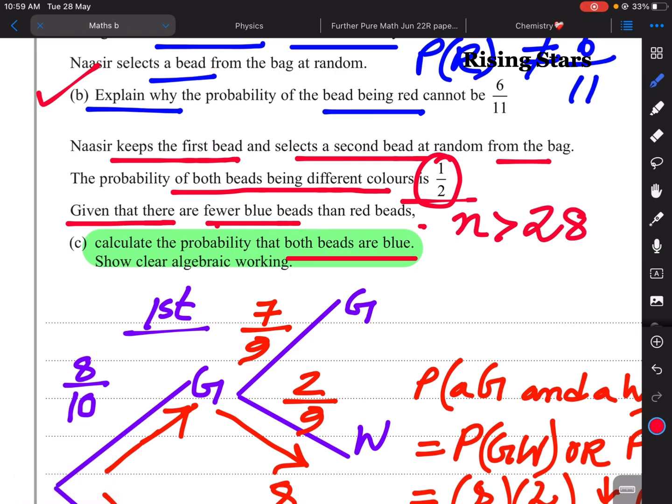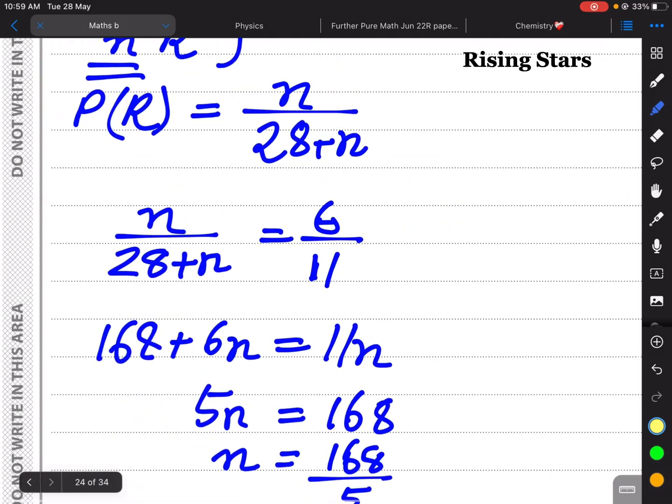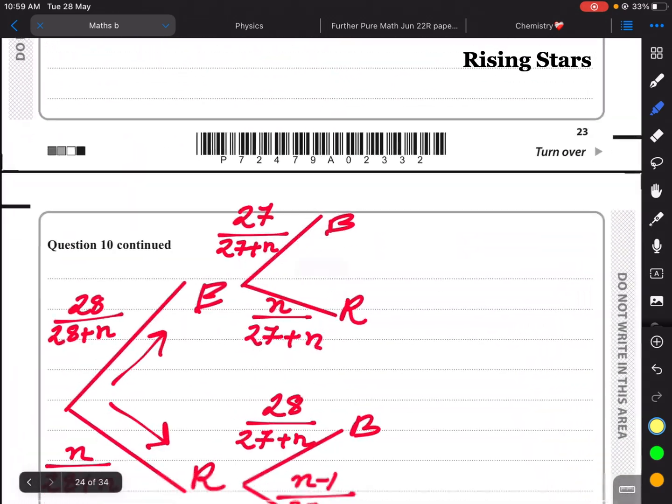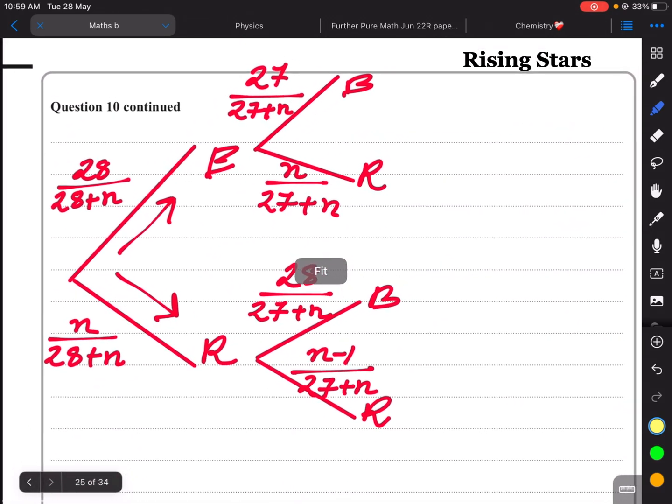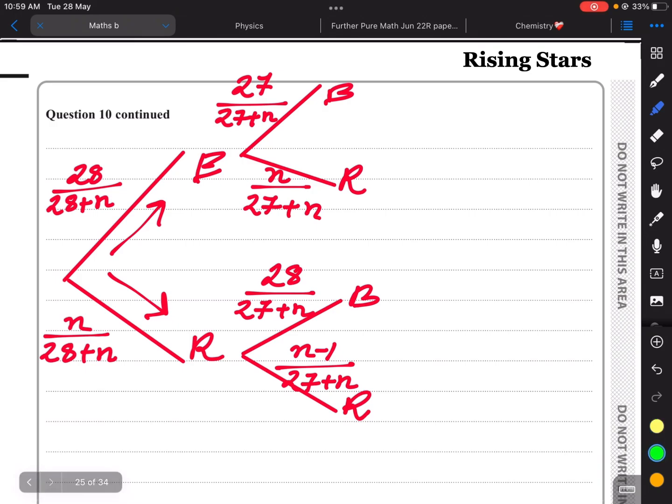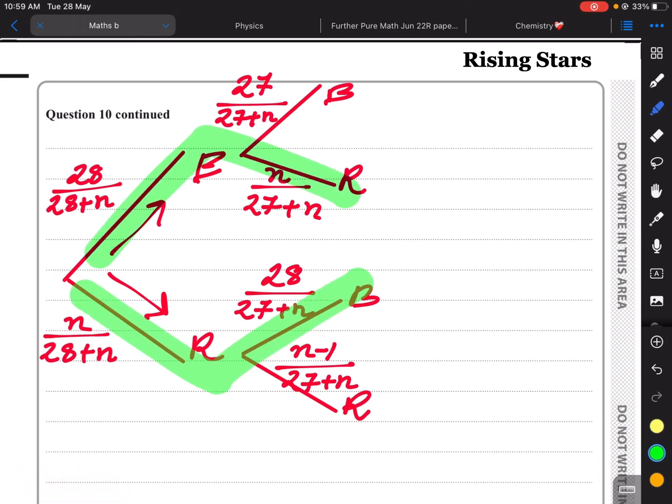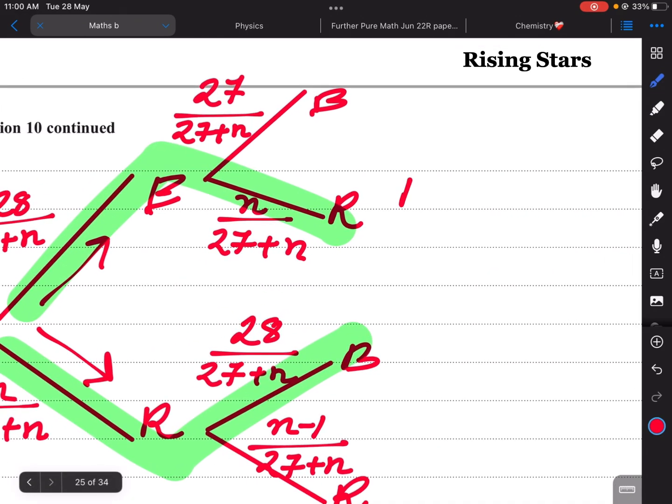And what was our information? The probability of both bits being different colors is half. This information will allow me to get a value of n. Different colors can come as blue red or red blue, these two.